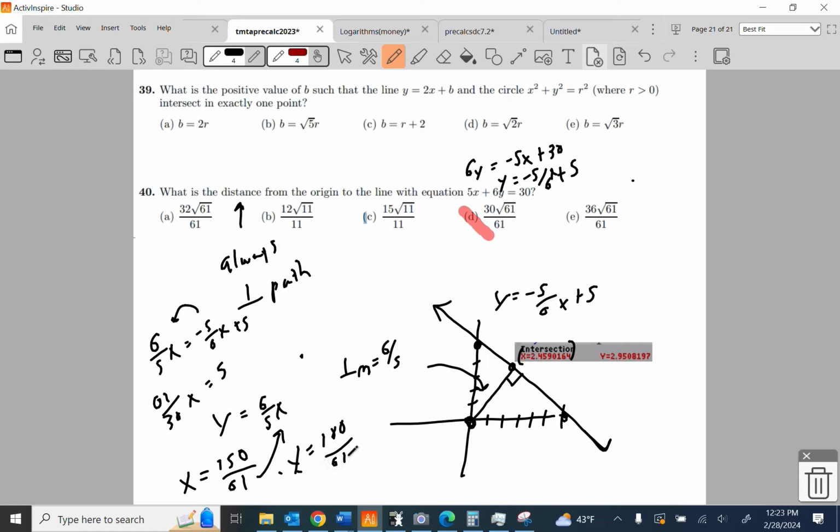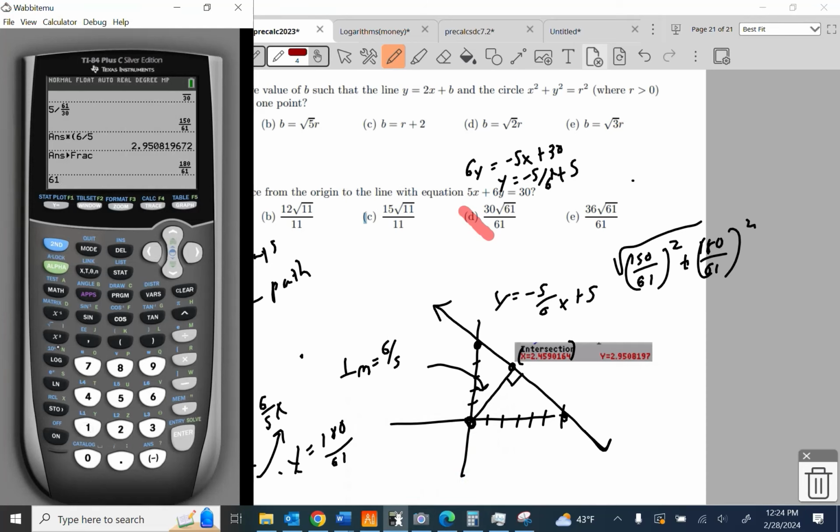And then we'll do what we just did. We'll figure out that the distance is the square root of 150/61 squared plus 180/61 squared, which is just going to be hideously large, isn't it? Look at how they simplify the radicals. Isn't that impressive on them? I think it's impressive.